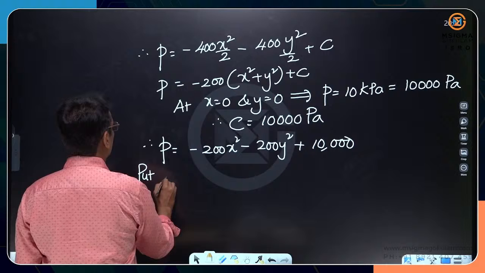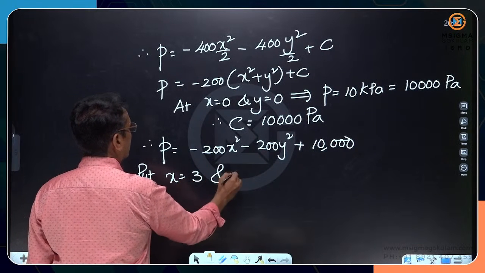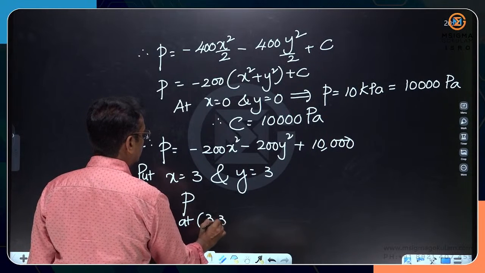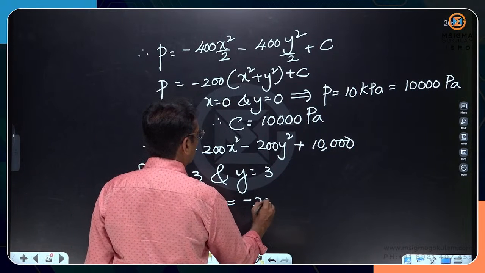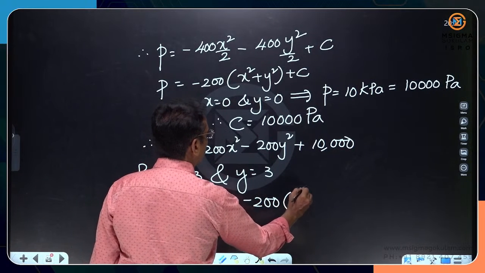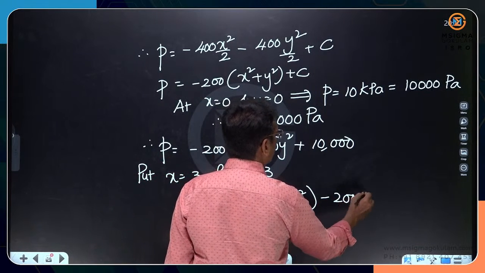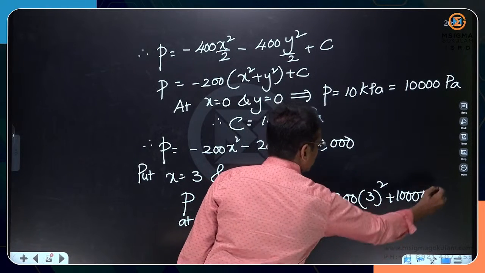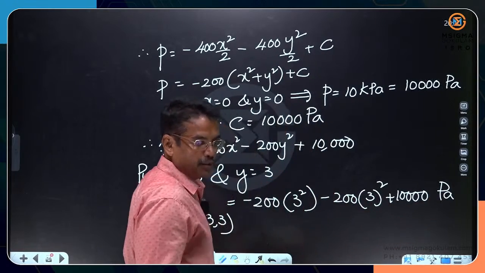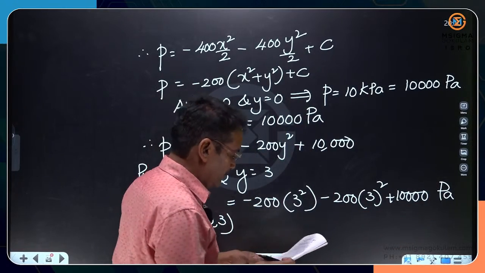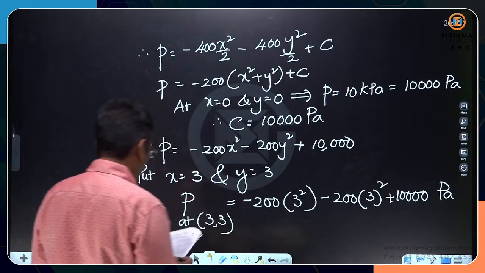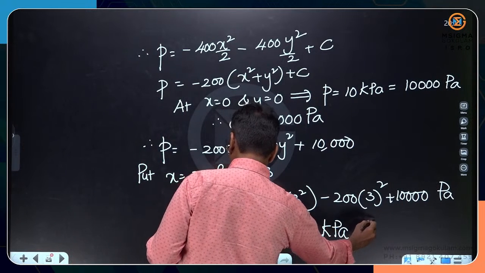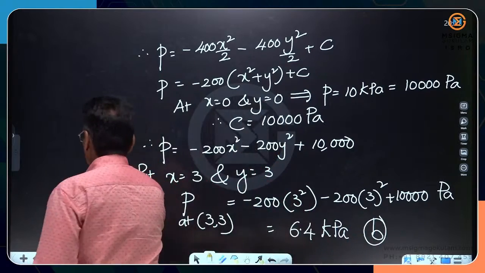Put x is equal to 3 and y is equal to 3. You will get P at 3, 3. That is minus 200 into 3 square minus 200 into 3 square plus 10,000 pascal. Answer will be 6.4 kilopascal. Answer is B.